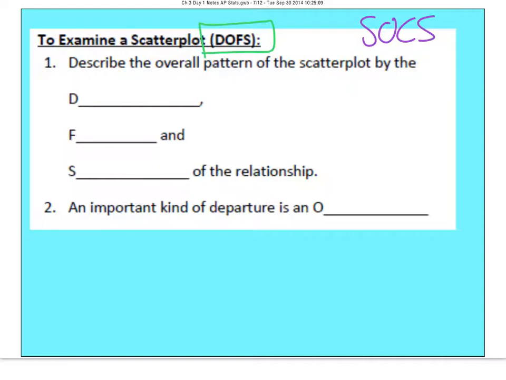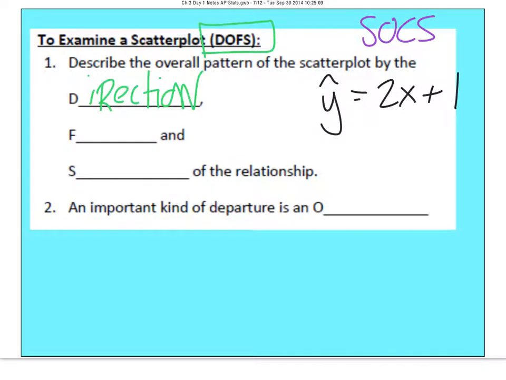Now, ultimately, in this chapter, we're going to write equations such as this. It might look like an equation of a line where this little symbol here is called a predictor, or it's called a hat. You need to put a hat over your response variable. So don't forget your hat and don't forget your DOFS. What does DOFS stand for? It stands for direction and form. And then the last one is the strength of the relationship.